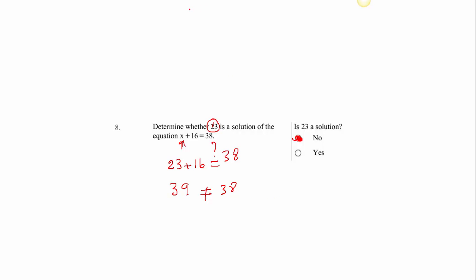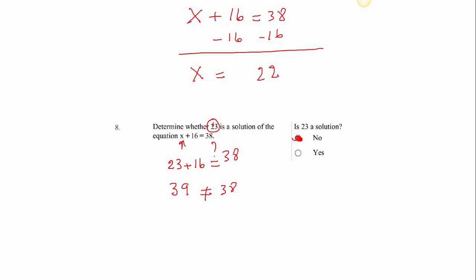What is the solution? Let's go through it again. Let's find the correct solution here. Here we only have to use the addition principle. Subtract 16 from both sides. So x equals, this is 0, this is 22, right? 38 minus 16: 8 minus 6 is 2, 3 minus 1 is 2. So if the question were determine whether 22 is a solution of the equation, then it would be yes. So the correct solution should be 22, but in this case we just have to say no.